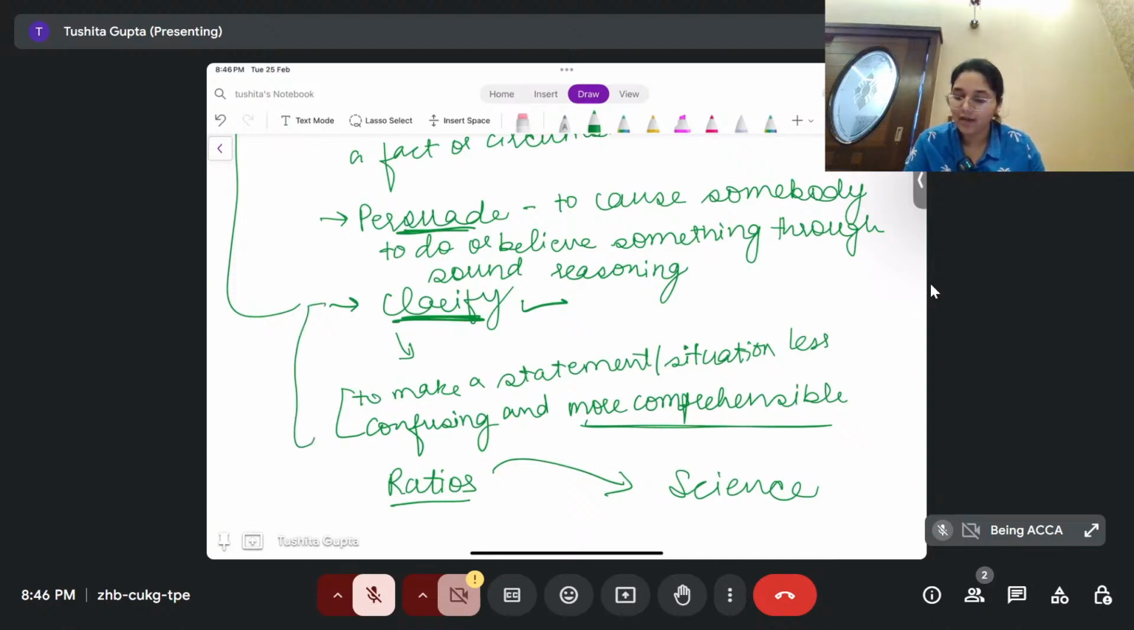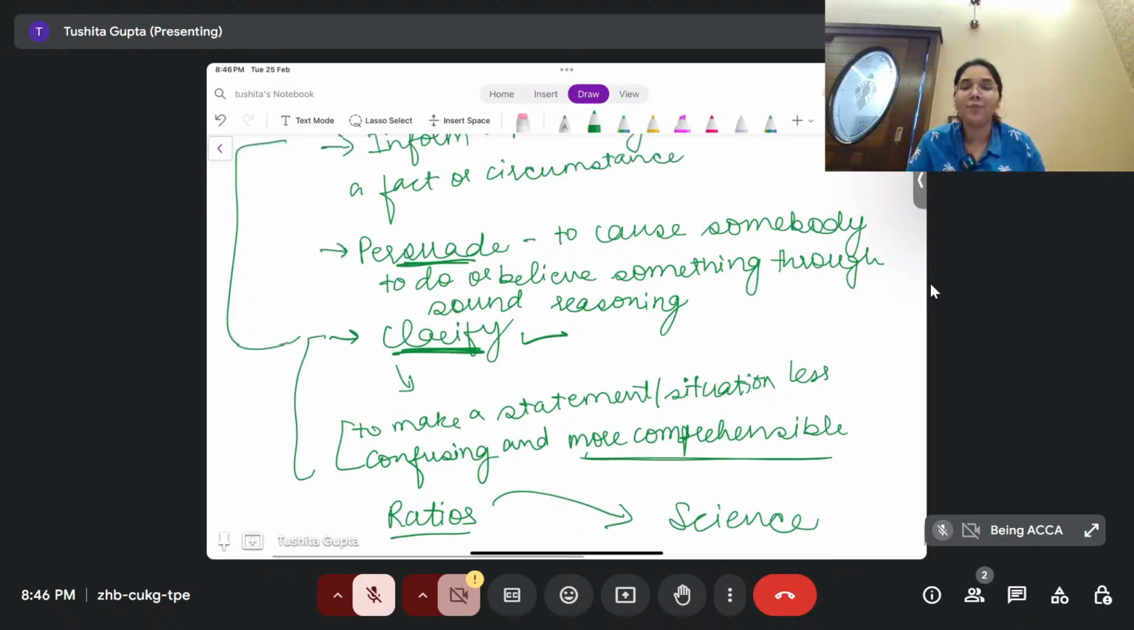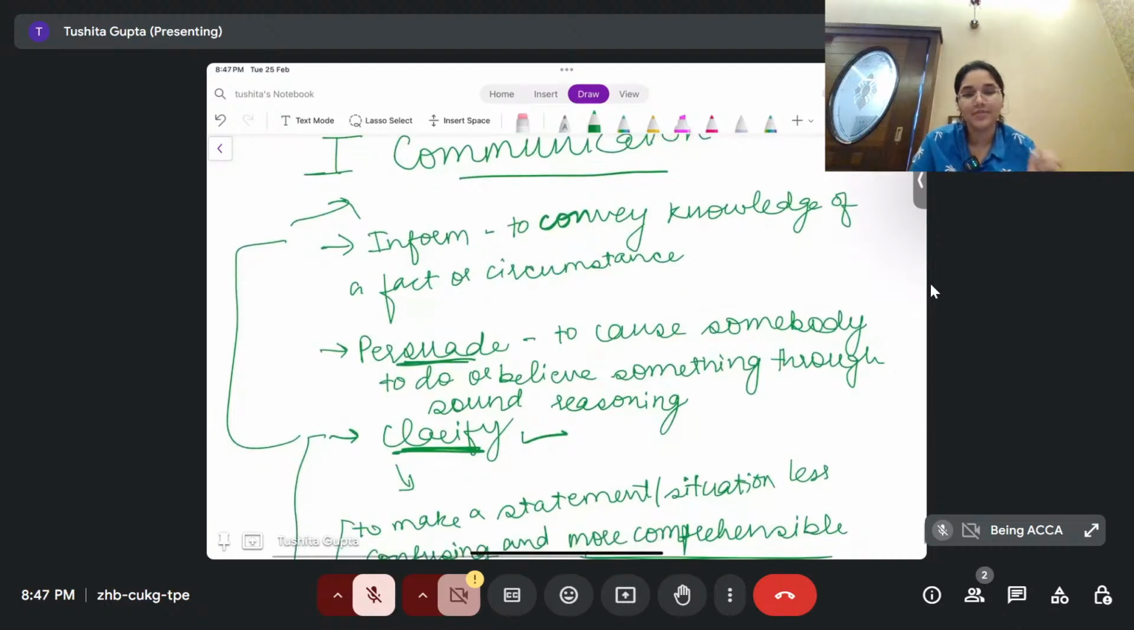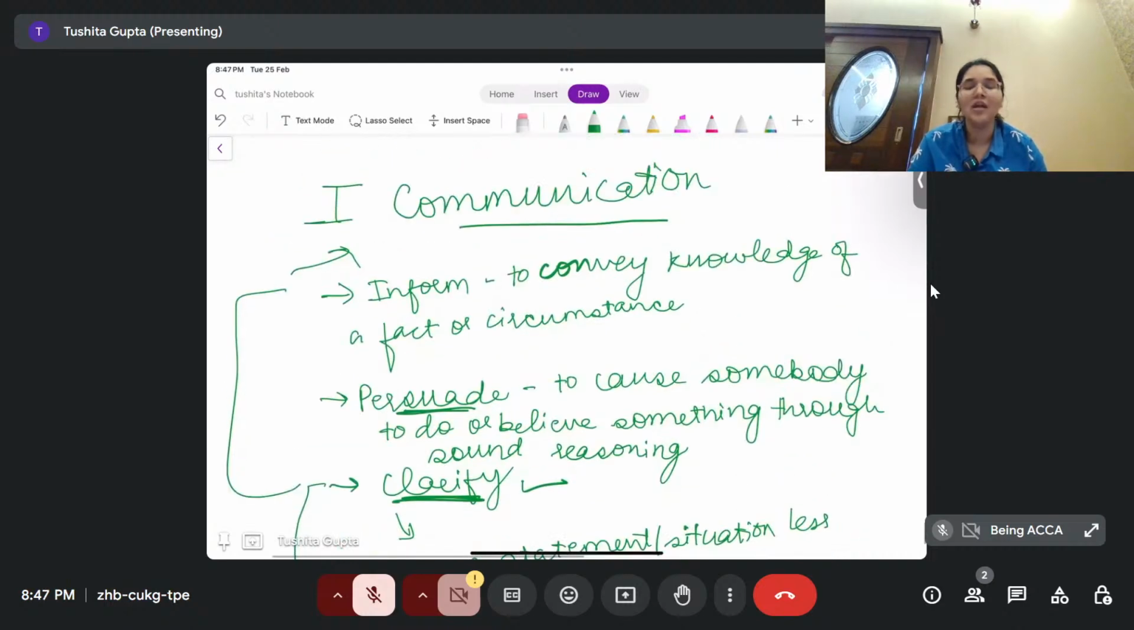Somebody over here, Sahil, has asked me to repeat persuade. So what I'll do is quickly cover the three verbs again when it comes to communication. Inform, like we spoke about, is when you know something, a fact or something that has happened, and you are conveying that to the other person. So if I tell you that the planets revolve around the sun, this is a fact that I know. It is knowledge of a fact that I am conveying to you. So this is how it becomes inform.